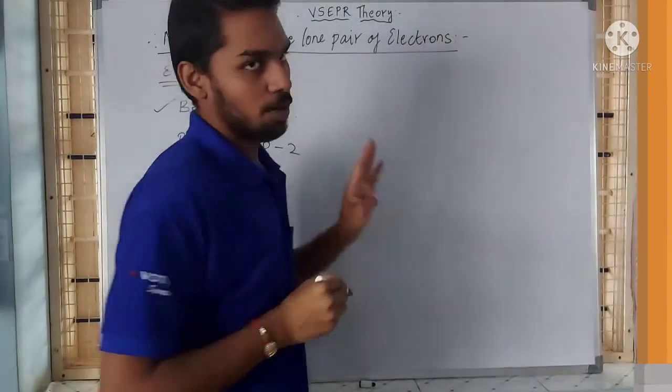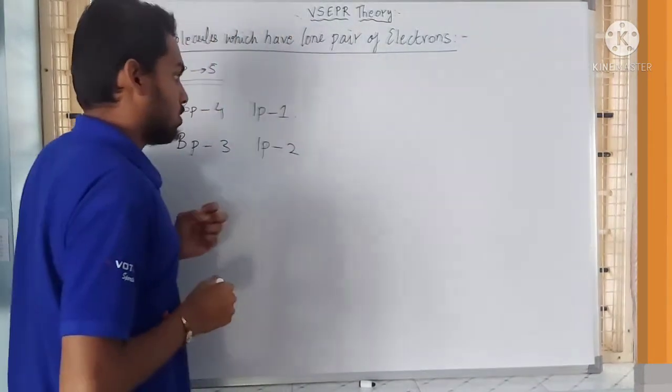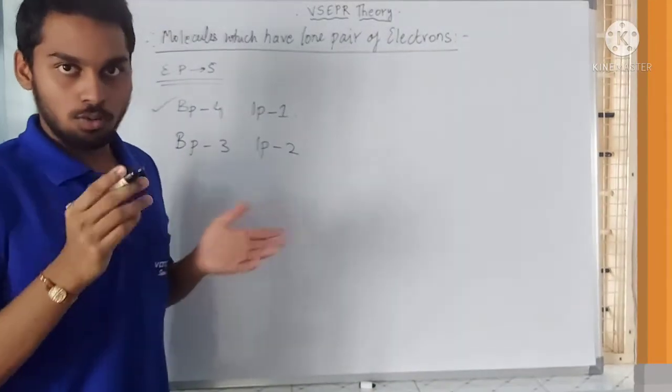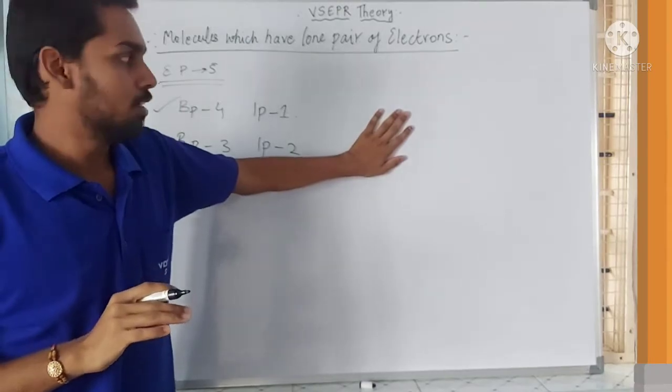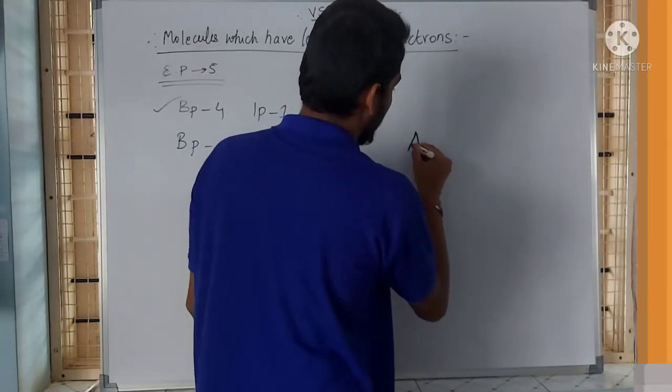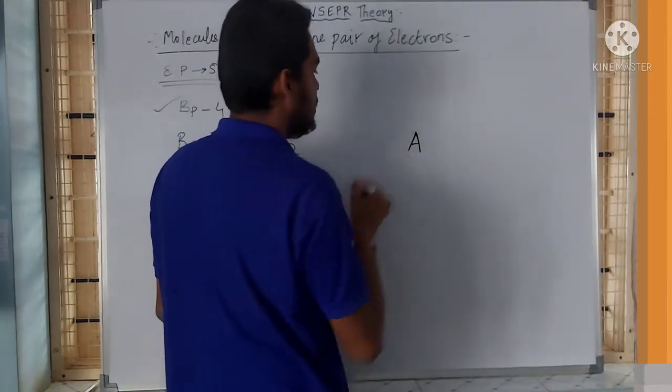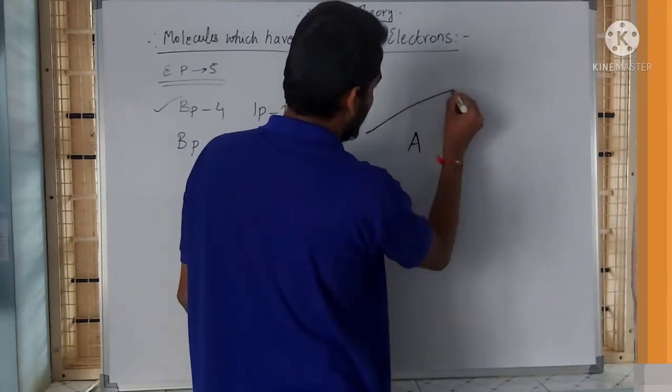See, if there are 4 bonding pairs and 1 lone pair, then what will be the structure? I have to place the lone pair in such a direction that there will be least repulsion. How can I do that? Let me draw the central atom. Let me draw an equilateral triangle.